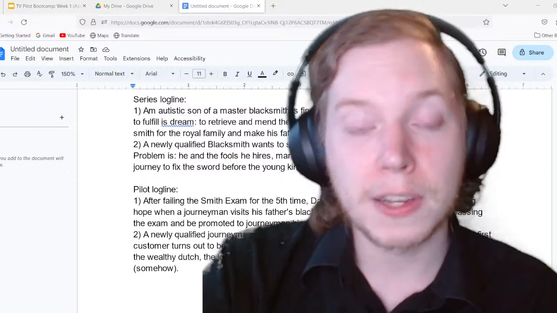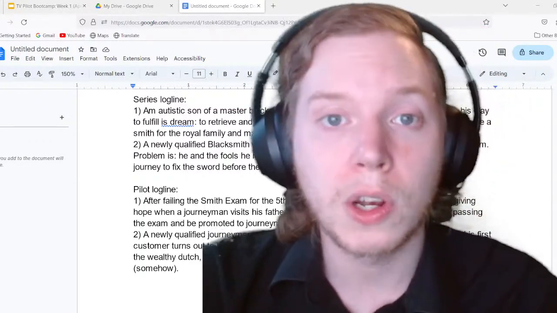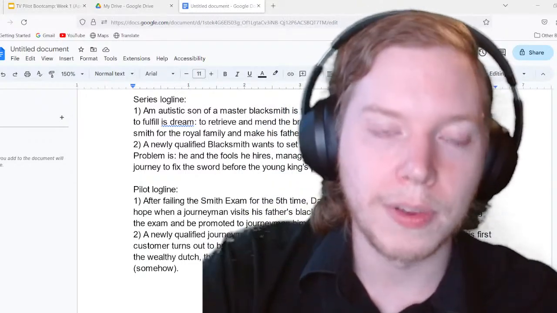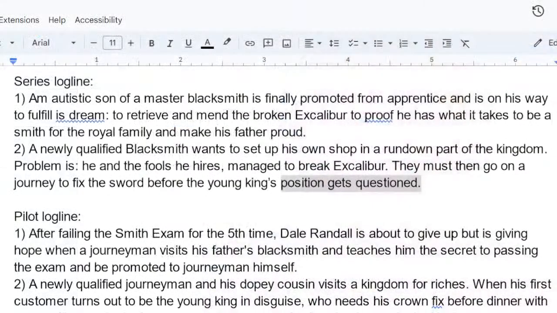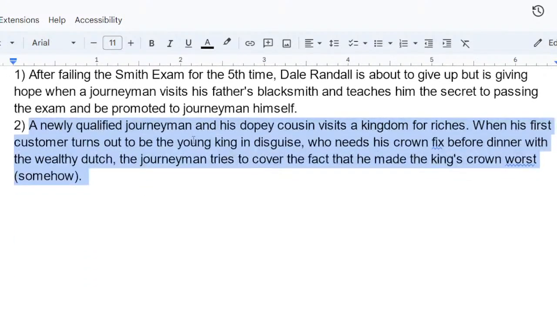I like that you've chosen a fantasy quest that is related to smithing. He is trying to fix a sword. So I get it. I just think that the series logline should give us that broader scope. Right. Okay. Makes sense. Let's look at pilot logline. And also make it one sentence, if you can. All right, pilot logline. Can you read this out?